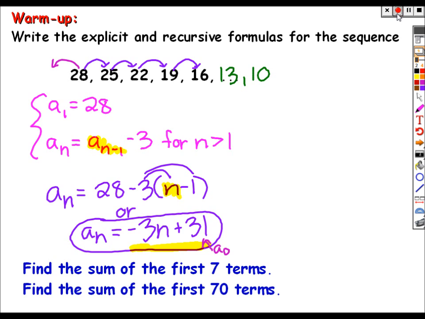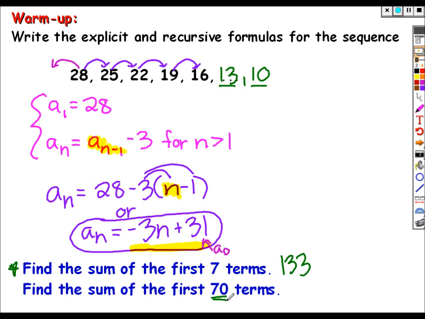Now this bottom question here says find the sum of the first 7 terms of the sequence. So I've written the 6th and 7th term. If you add all 7 of these up, you should get 133. Okay, so that's not bad to do by hand. But if I ask you to find the sum of the first 70 terms, we'd be here a while.